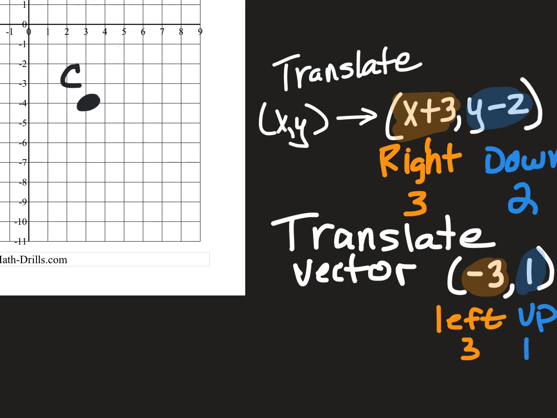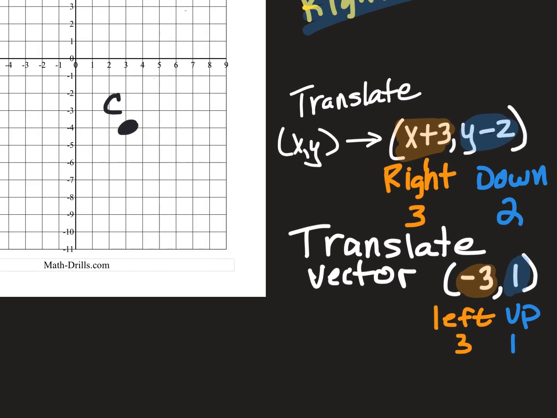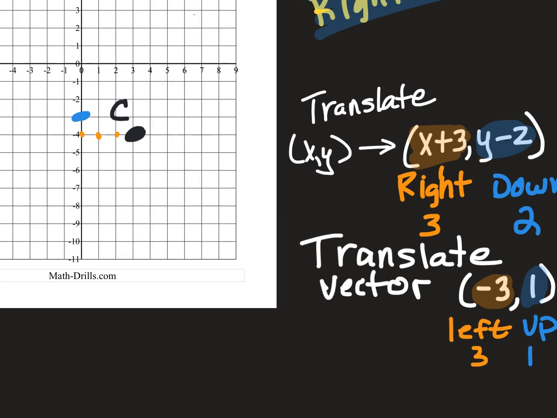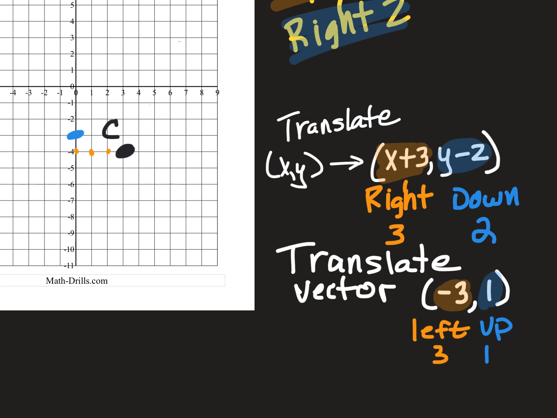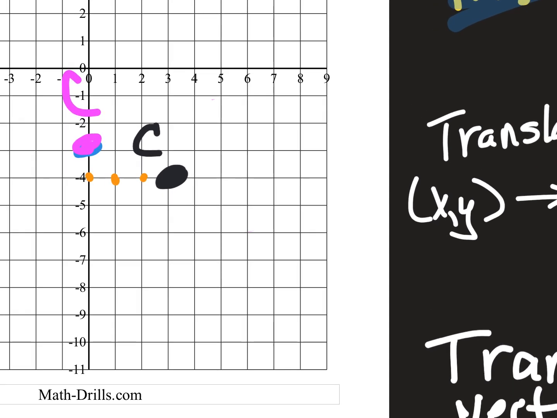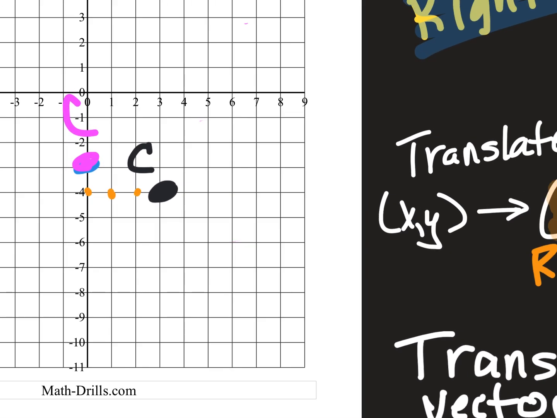Very good. So if I were going to shift this one, which I'm going to, I would just count. So I would start here and I would count 1, 2, 3 to the left. And then I would go up 1. And what else am I getting ready to add to that C, so that anybody that looks at it can tell that it's been moved? I'm going to put that little prime notation.